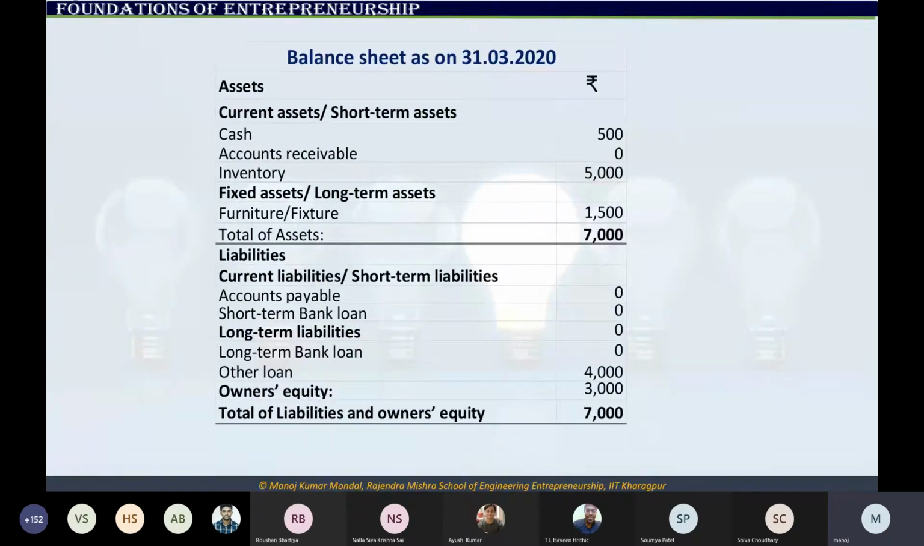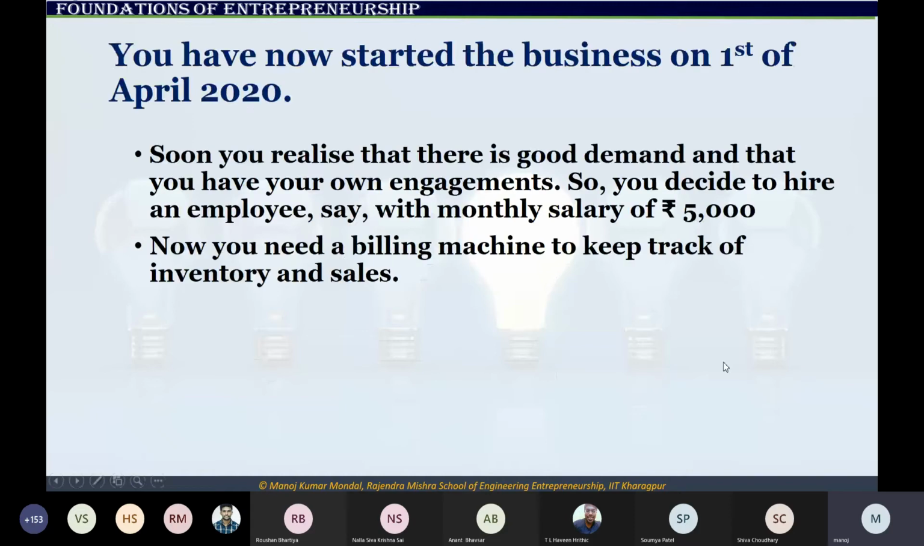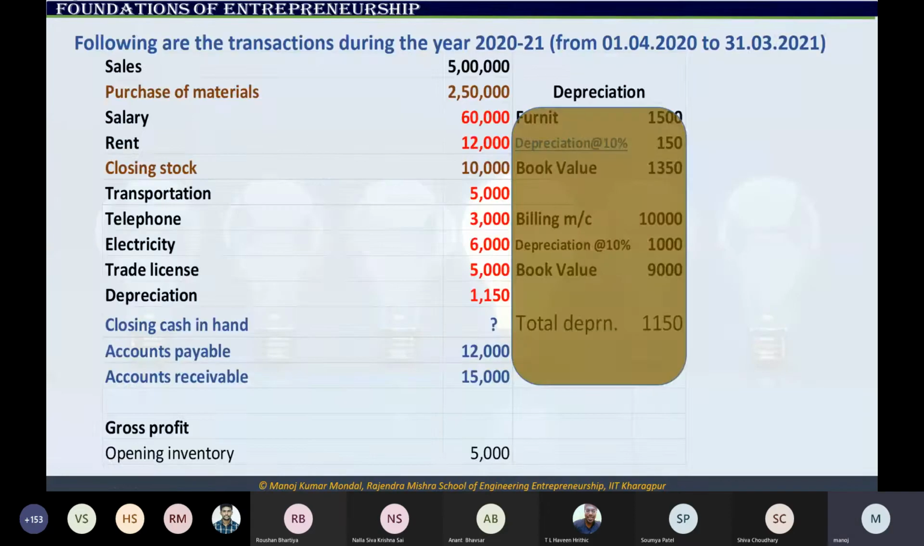Now your balance sheet will look like this. You have cash, you have inventory, that means you have purchased 5,000 rupees worth of goods. Then you have furniture fixture and total asset becomes 7,000 rupees. And you have 3,000 rupees with you and you have borrowed 4,000 rupees. So total becomes 7,000 rupees. You have now started the business. This is all we have seen.